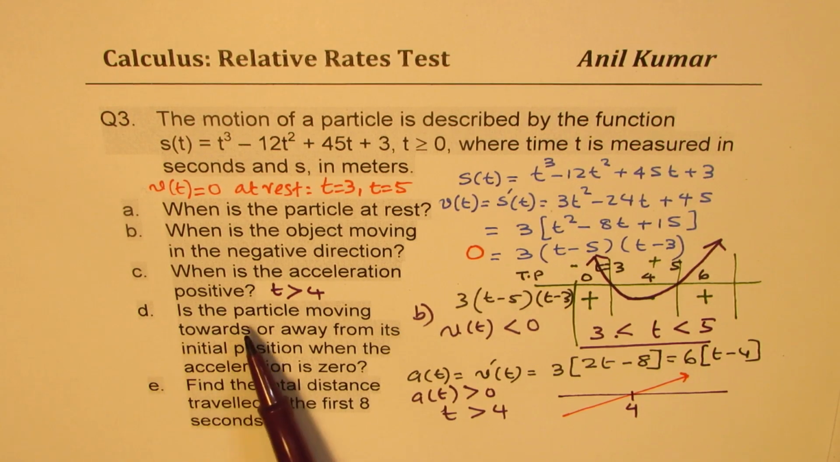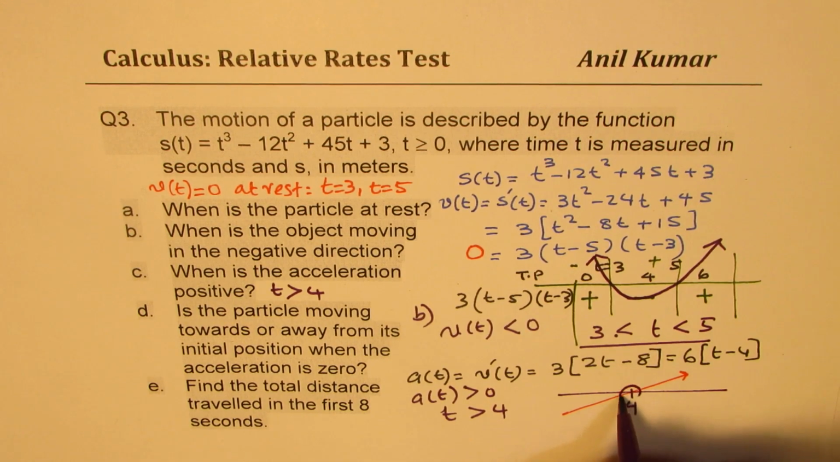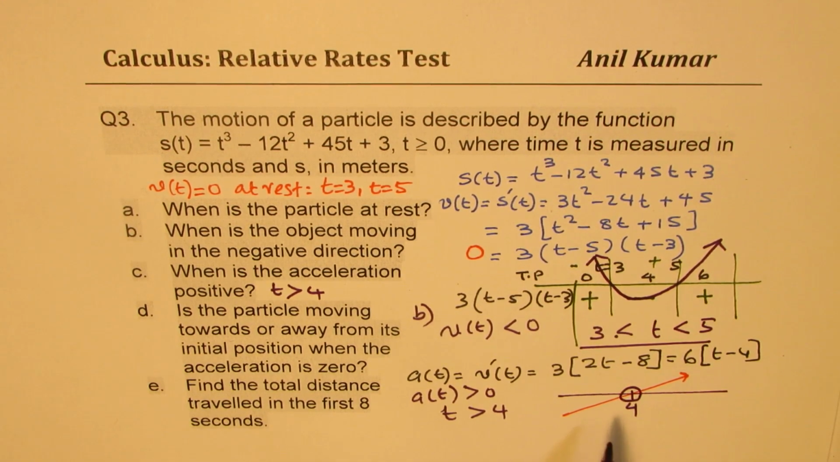Part D: is the particle moving towards or away from its initial position when the acceleration is 0? That means we need to analyze this point where acceleration is 0, and at this point, whether it is moving towards or away from its initial position. So I'd like you to pause the video, answer this part and also part E, and then look into my suggestions. I'll take up these solutions on a fresh page.